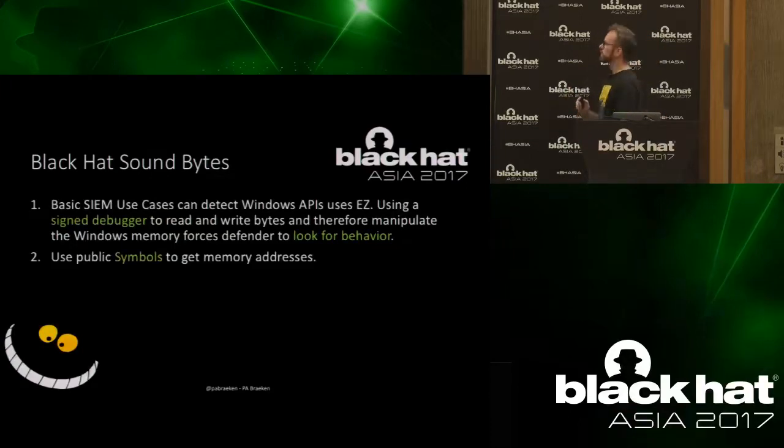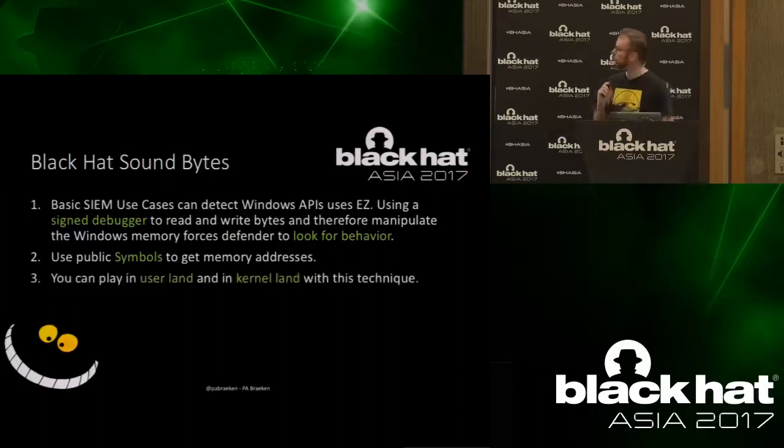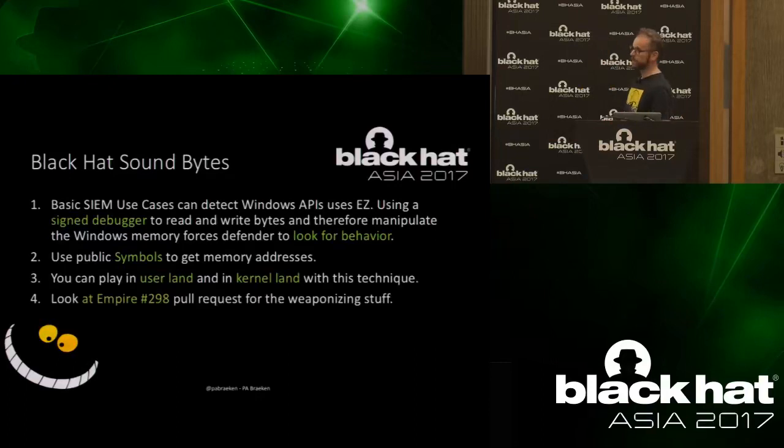Use public symbols to get memory addresses. Microsoft gave you the possibility to know all the information of the operating system and application. Take it, it's free. You can play in user land and in kernel land with this technique. And the last thing, look at the pull request to know how it was implemented and to be able to do the same thing.